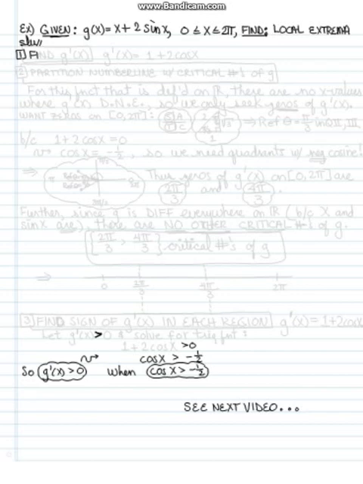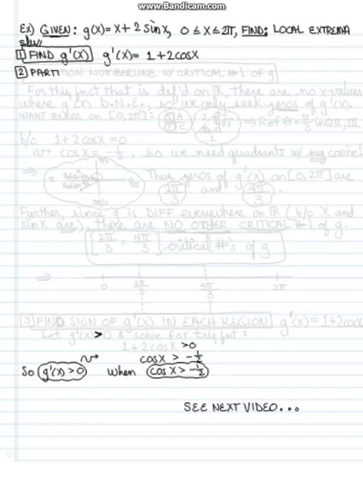Let's do this problem. We're given g of x equals x plus 2 times sine of x. We've restricted our domain from 0 to 2 pi, which makes it much easier. And we're asked to find the local min, local max. So step one, we're just going to figure out what the derivative of g is, g prime of x. Just look at the original function g of x. The derivative is 1 plus 2 times cosine x.